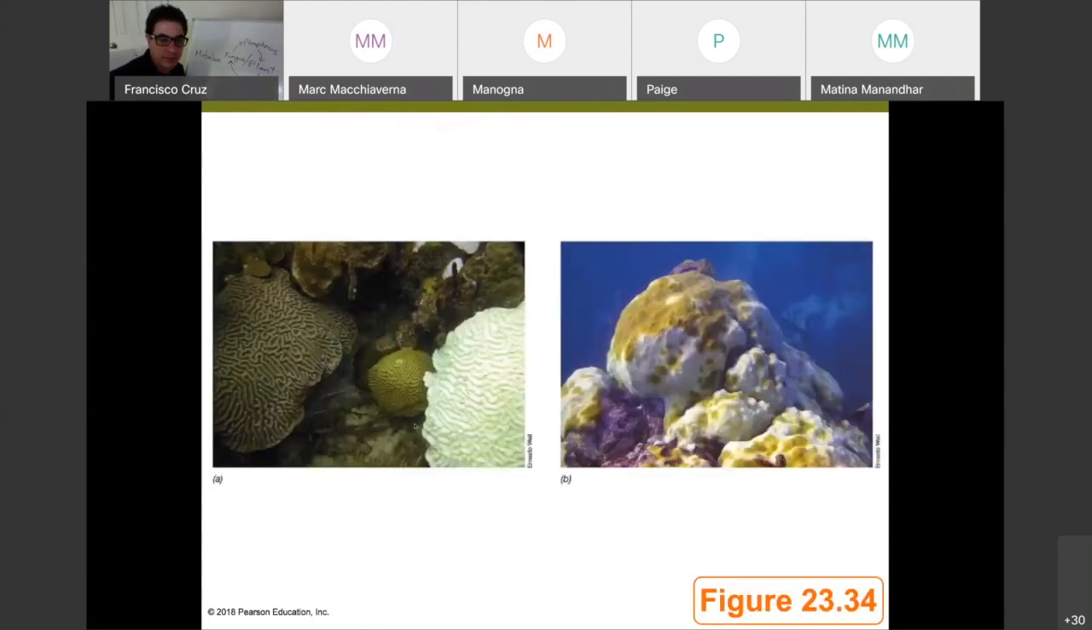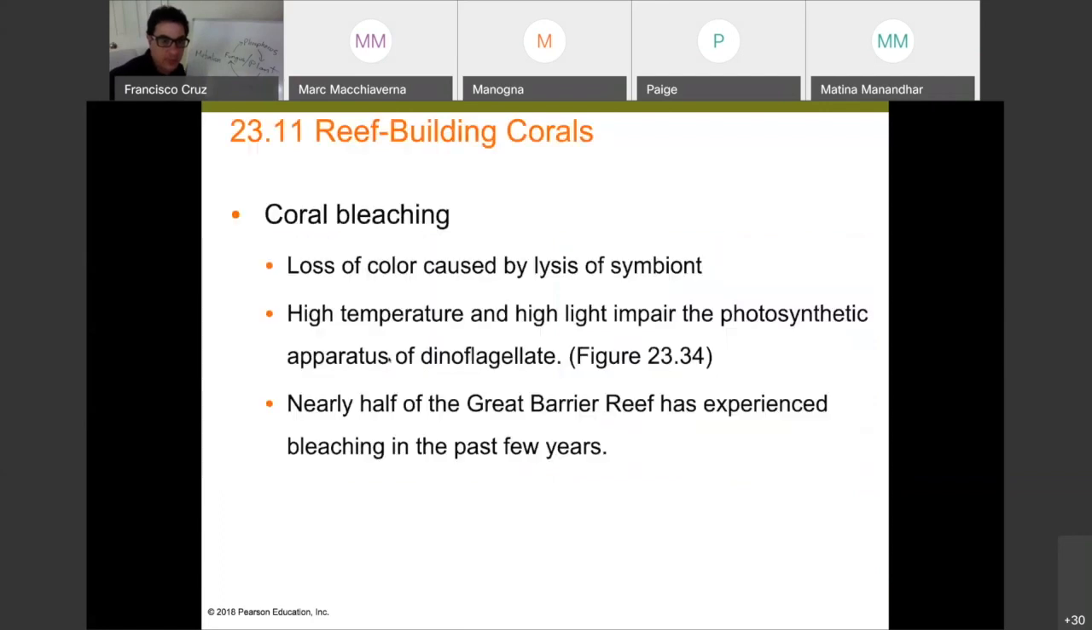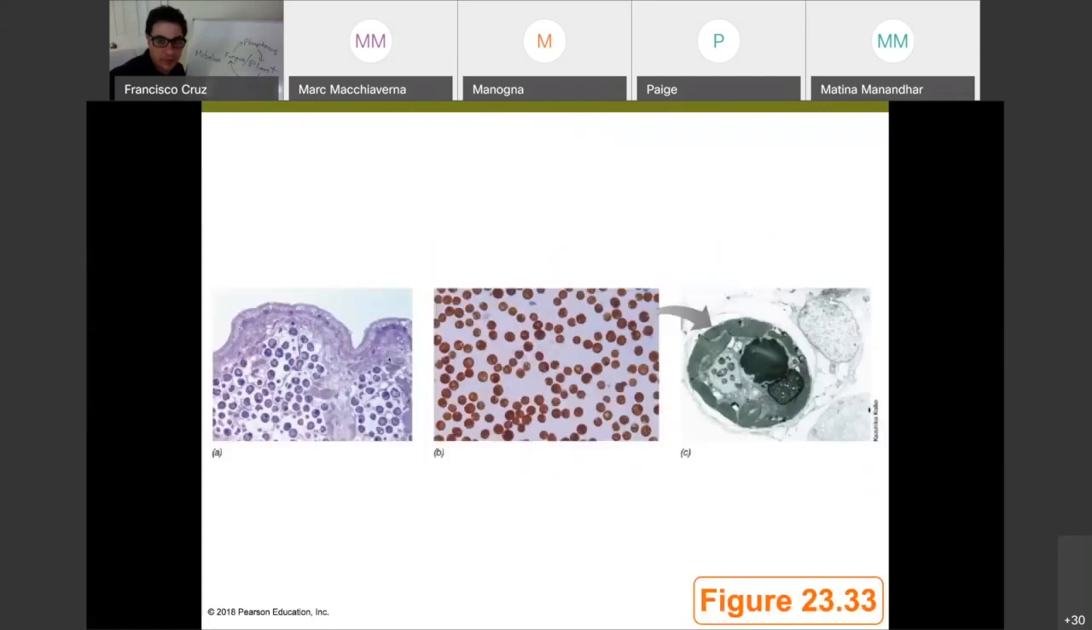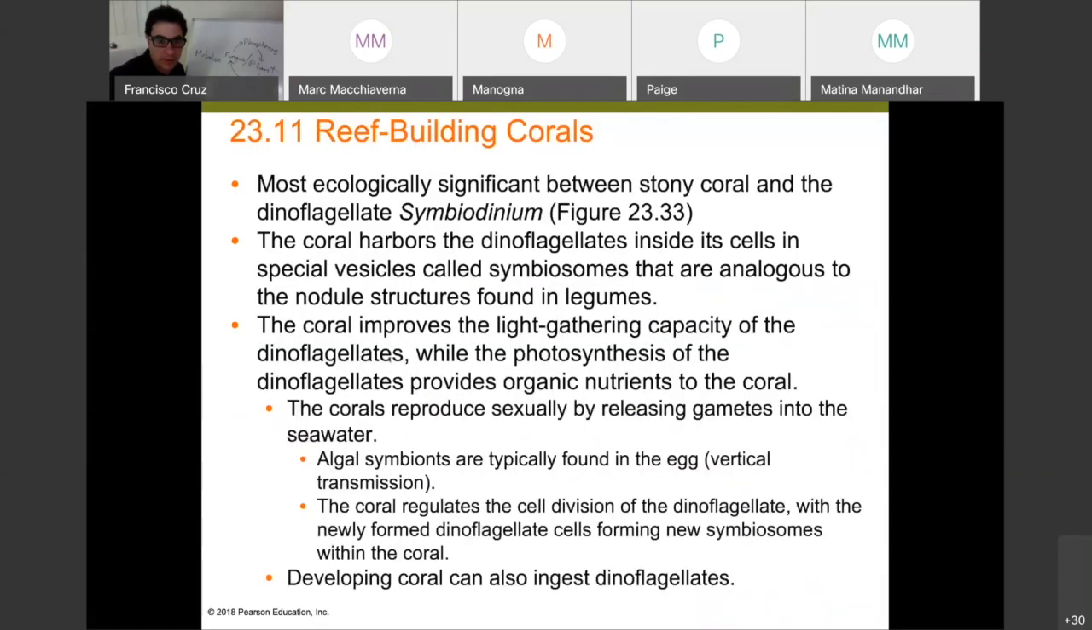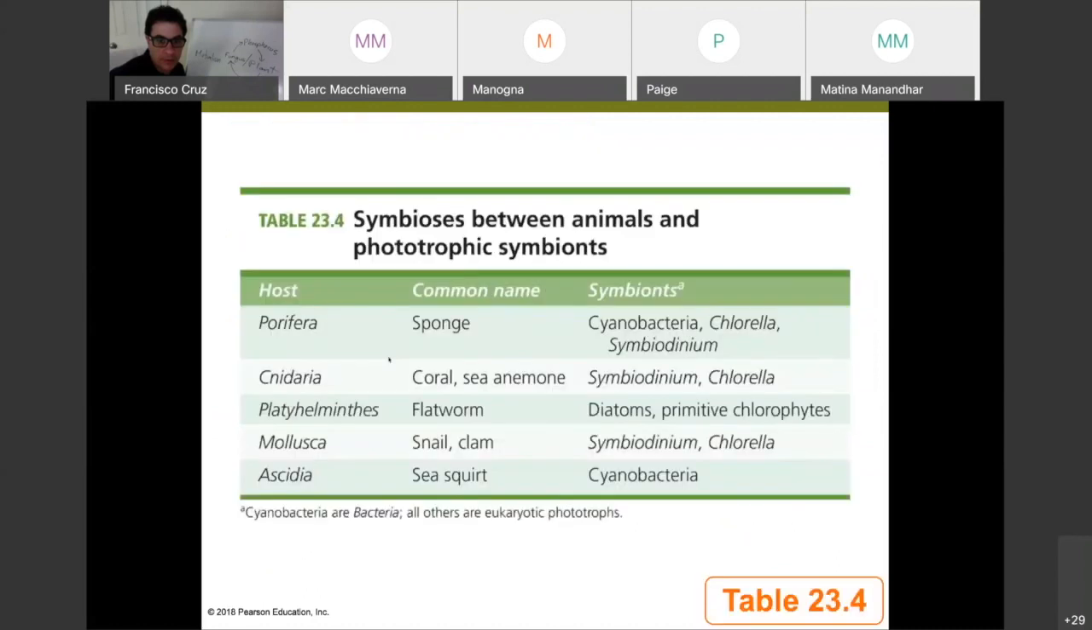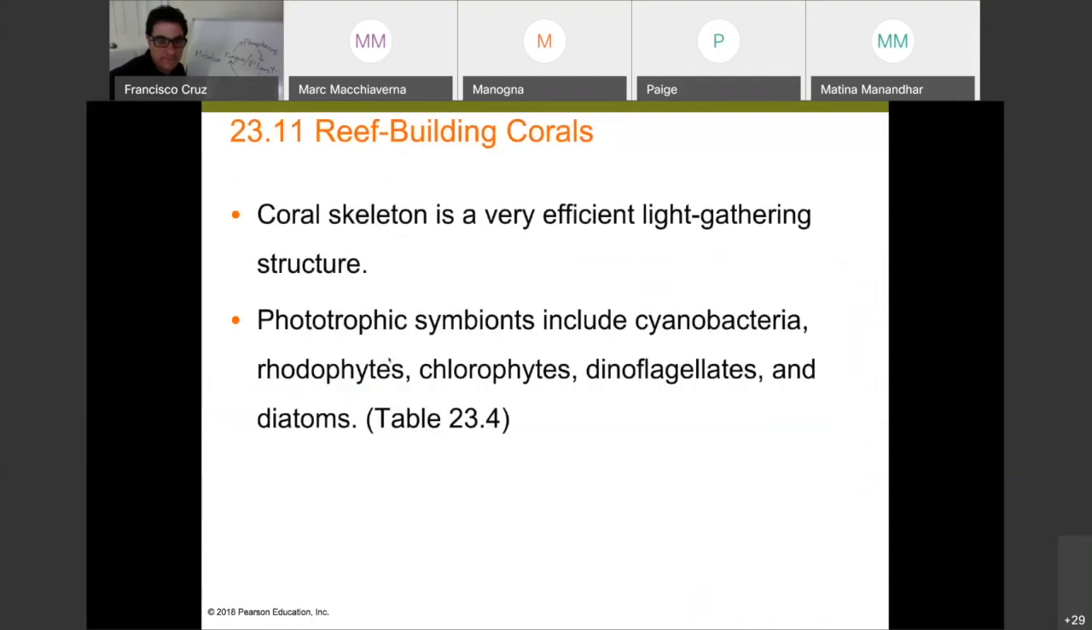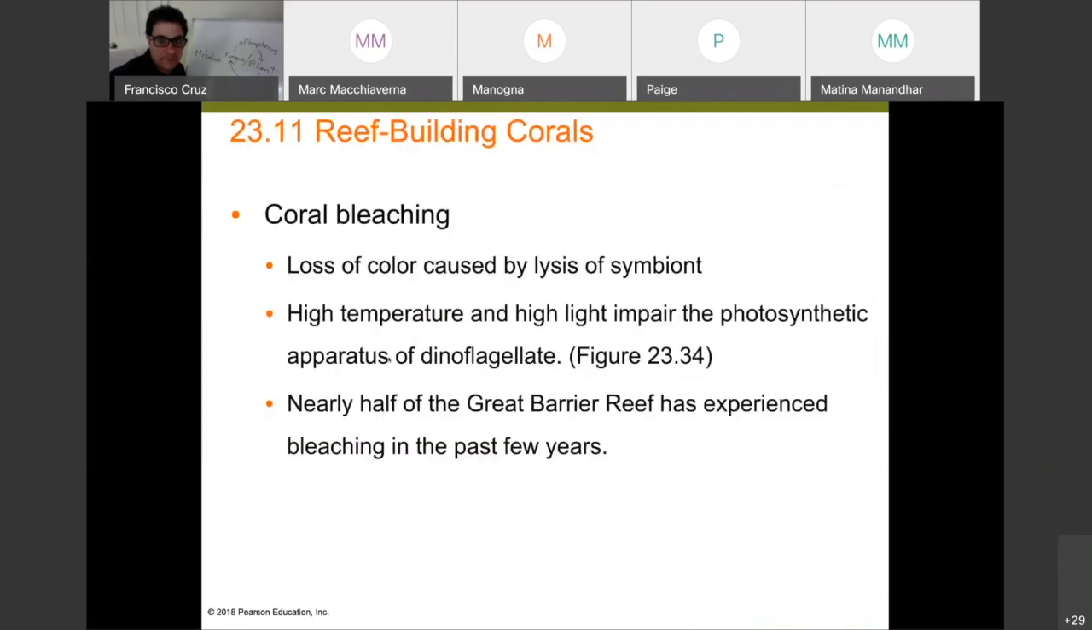Dr. Cruz, can you add one to the coral slide? I think we're missing that slide. What about lysis of symbiont? No, not this one, the previous one. There is a loss of color in coral because of lysis of symbiont. What is a symbiont?